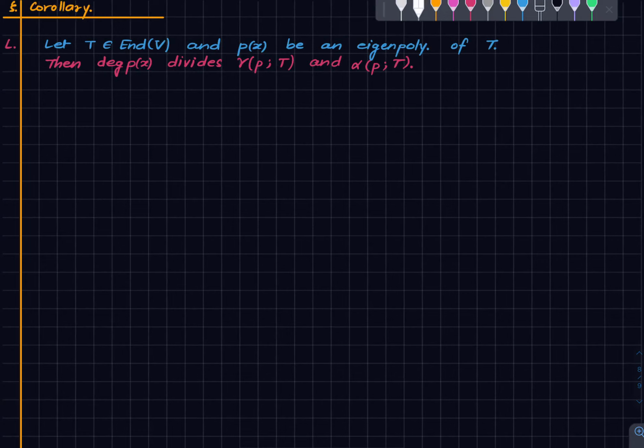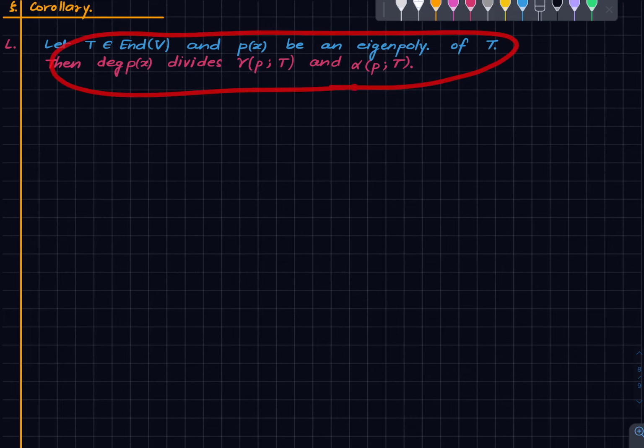So a corollary of this is that if you have some endomorphism and some eigenpolynomial, then the degree of the eigenpolynomial divides the geometric as well as the algebraic multiplicities of the eigenpolynomial. This is an immediate corollary of the previous slide. We will say a little bit more in the next lecture, in which we will prove a version of the Cayley-Hamilton theorem. But for now, this will serve us well enough.